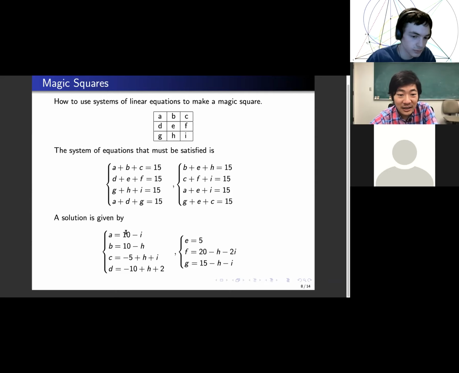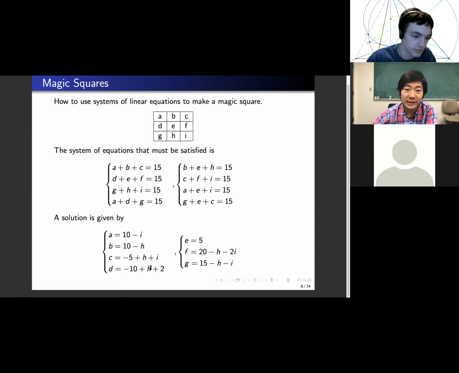And if you solve this, then you get something called free variables. So there are variables where you have choices. You can pick whatever number you want for I and H, and then those give you a different solution. And so at this point, you can try plugging in different I's and H's.